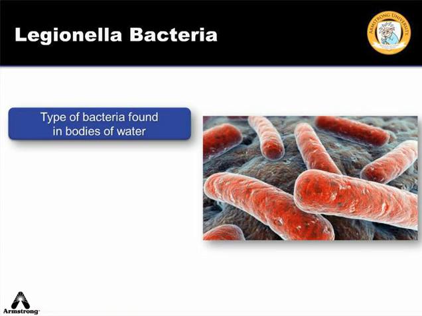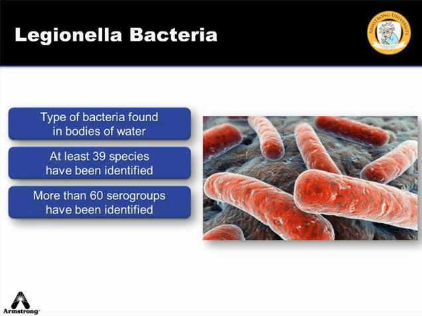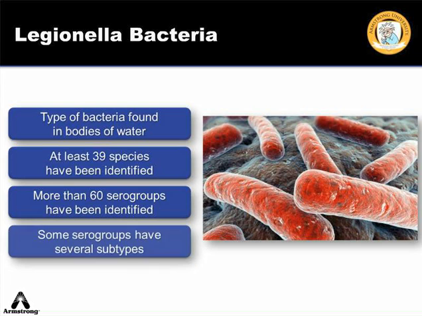Legionella is a type of bacteria found worldwide in all bodies of water, such as lakes, rivers, and underground reservoirs. It has even been found in moist soils. At least 39 species have been identified, and within that, more than 60 serogroups have been identified. Some serogroups have several subtypes. It is a very complex type of bacteria.